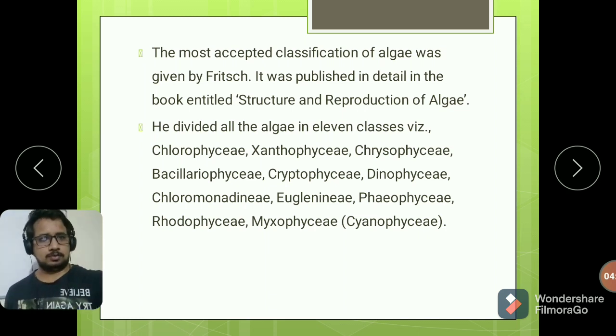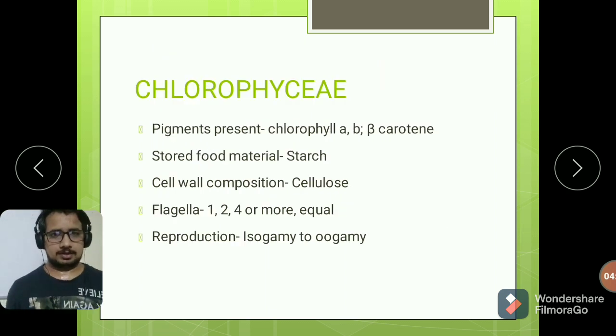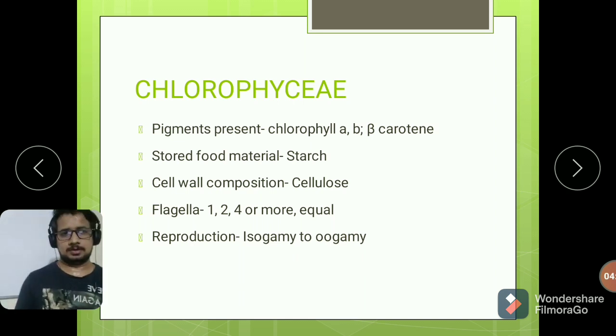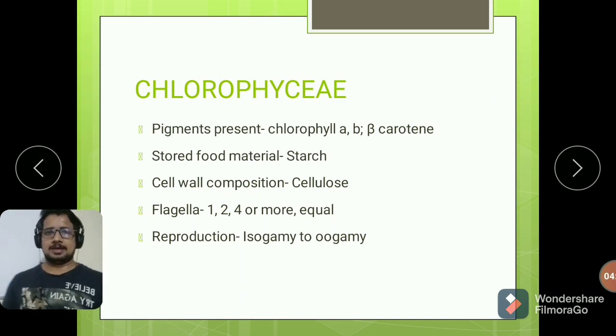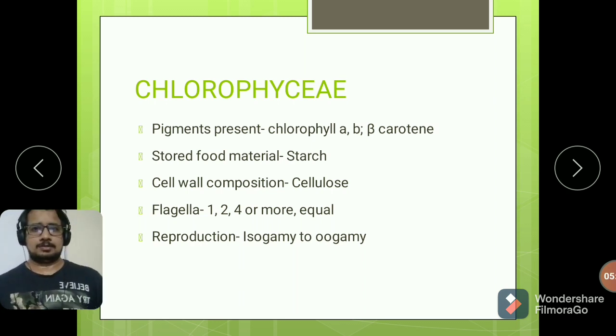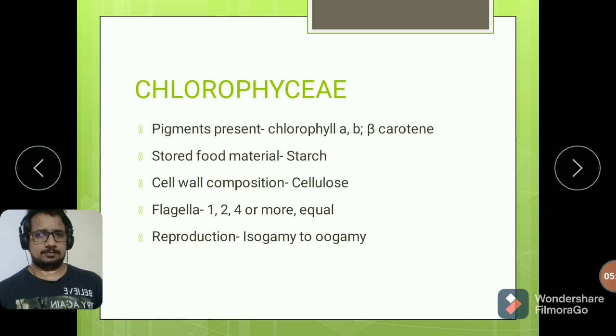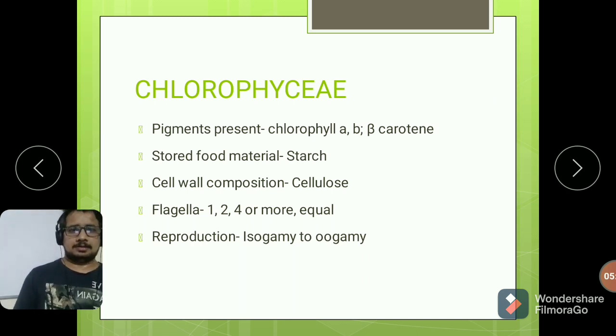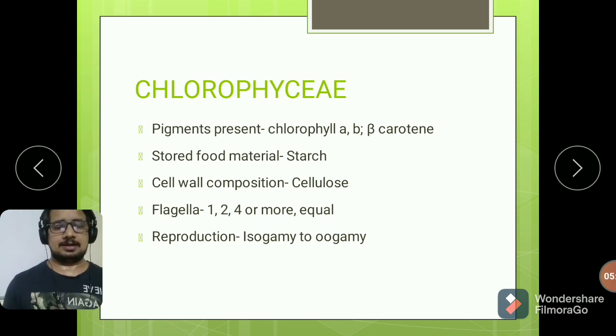Moving forward, the first class, Chlorophyceae: the pigments present in them are chlorophyll a and chlorophyll b, and beta carotene in very small amounts. The storage food material is starch, and the cell wall is composed of cellulose. Many Chlorophycean members are non-motile and many are motile too. If they are motile, they consist of one to many flagella, and these flagella are equal in size and similar to each other.